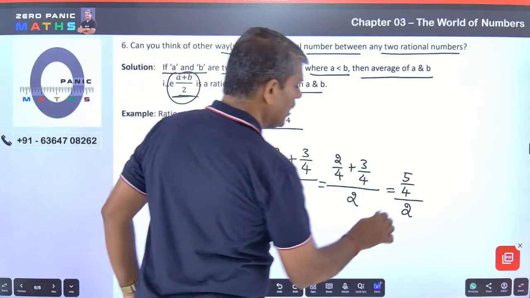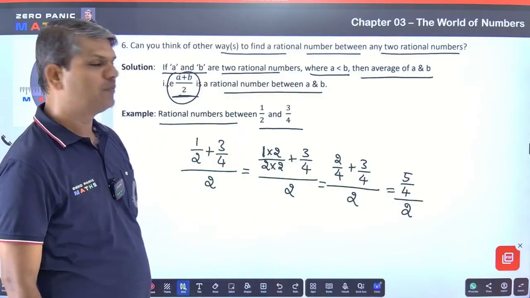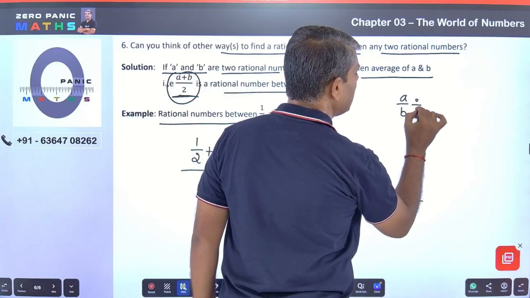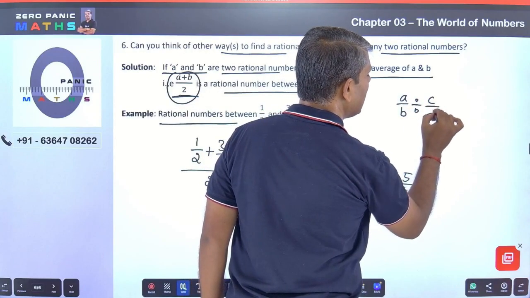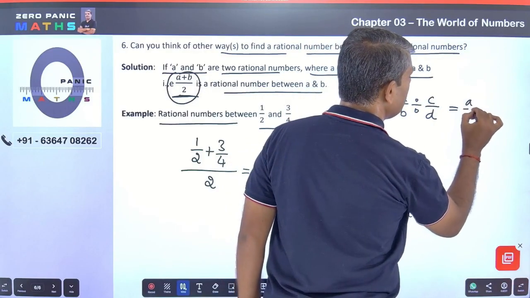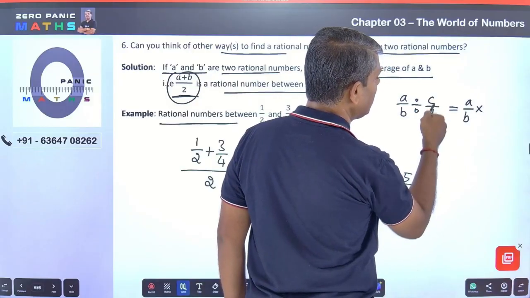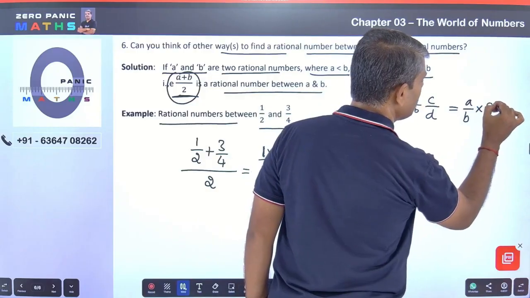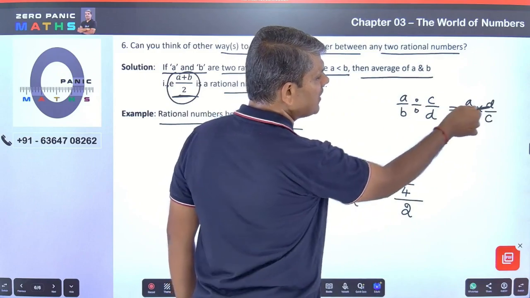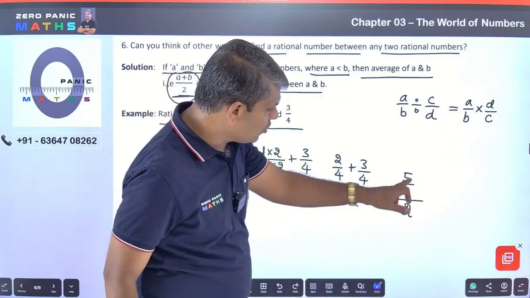Now apply the law of division here. What is the law of division? You remember that? A by B as one fraction divided by C by D as another fraction, you can write as A by B, and converting this division operation into multiplication, you take the reciprocal. Reciprocal means denominator to the numerator and numerator to the denominator. So it will become D by C when you convert this division into multiplication. Can I do that here?